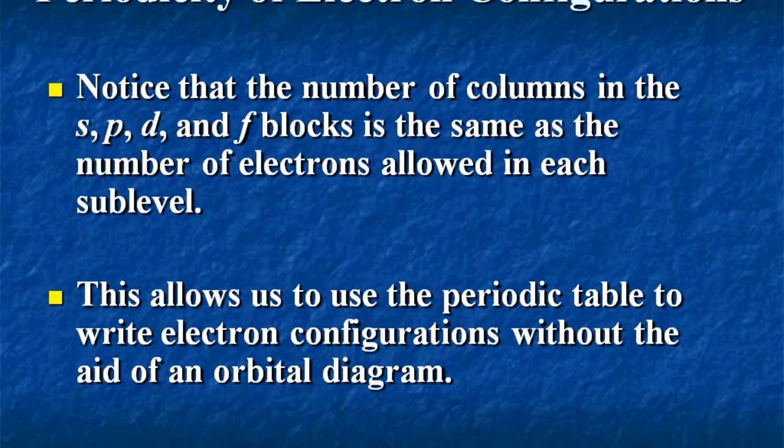So, as it says, notice that the number of columns in S, P, D and F blocks is the same as the number of electrons allowed in each sublevel. That's what we just counted, right? S can have only 2 electrons, so there are 2 groups, S1 and S2, group 1 and group 2. Then P can have 6 electrons, so there are 6 P groups, and D can have 10 and F can have 14. So this allows us to use the periodic table to write the electronic configuration without the aid of an orbital diagram, as I just said.